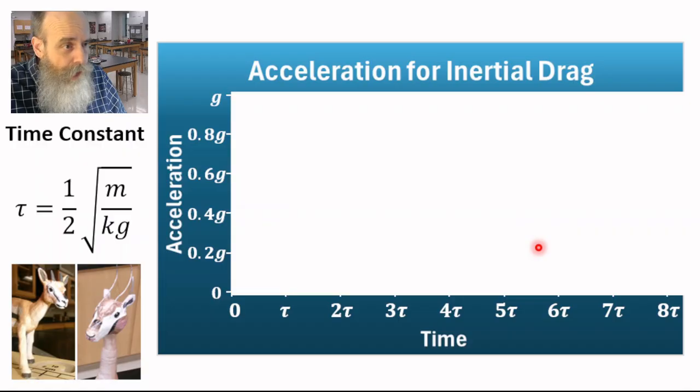We are looking at the graphs for inertial drag. Here we are graphing acceleration on the vertical axis in terms of g versus time on the horizontal axis in terms of tau, the time constant. This is what we get.